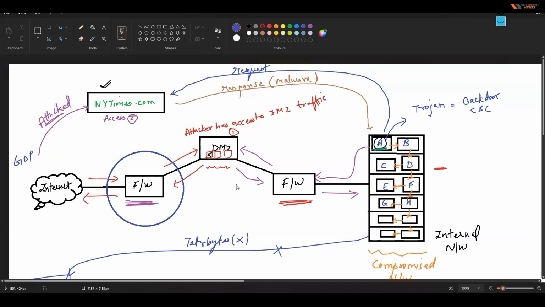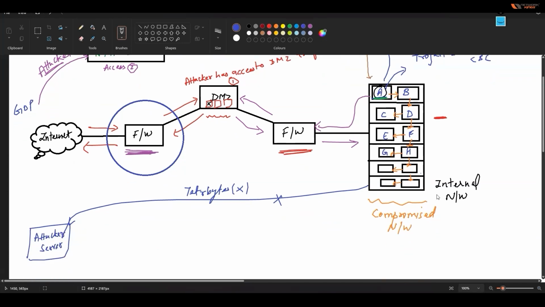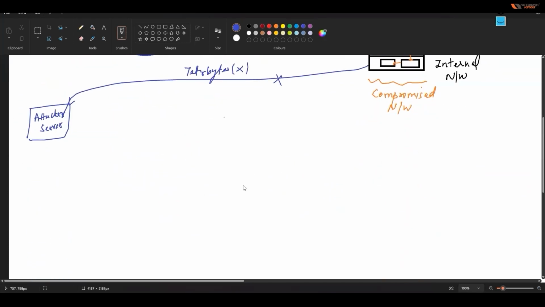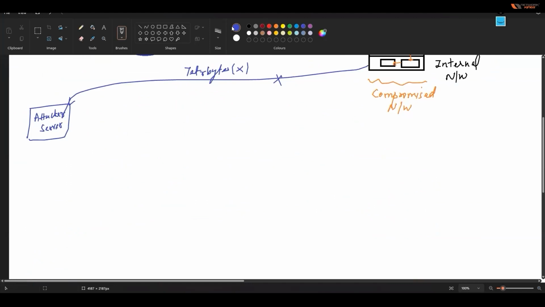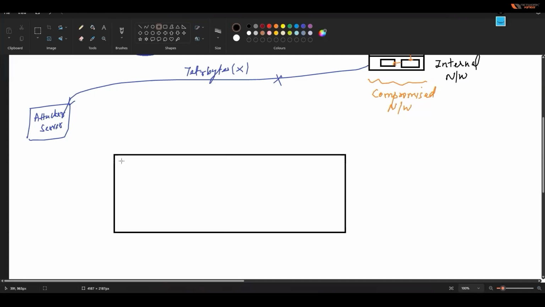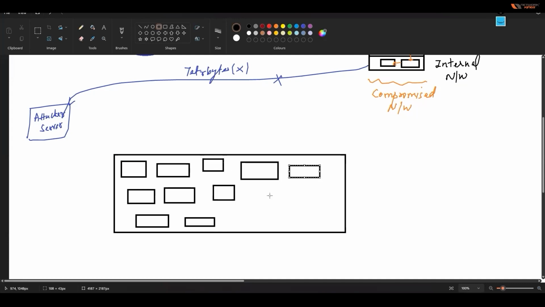Similarly, at that time, not just this particular person A, there were millions of people who were using nytimes.com just to get access to the latest news. So what the attacker did, he compromised around 2 lakh systems who were using nytimes.com. So let's say this is all the people who are using nytimes.com.